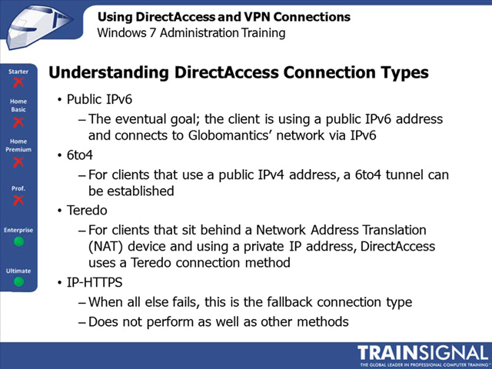Now, when all else fails and none of the other 3 connection types will work, DirectAccess can fall back to using an HTTPS connection. This does not perform nearly as well as the other connection methods. So if it's at all possible, try to make sure that you're able to use either public IPv6, which is unlikely, 6-to-4, which is somewhat more common but still not hugely common, or the Teredo connection, which is actually going to be the most common type of connection that you'll probably see out in the real world.